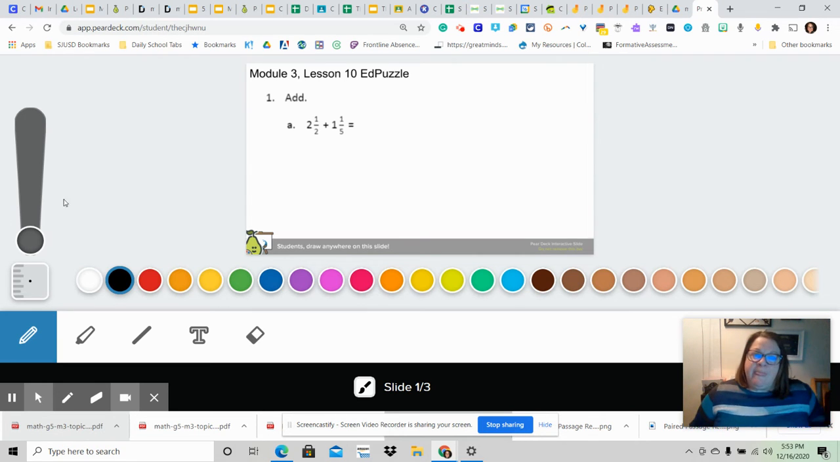So here we go. Looking at this problem, this is a review of what we learned yesterday. It's Module 3, Lesson 10, and remember, our objective is to add fractions with sums greater than 2. So we know by looking at this, our sum is going to be larger than 2.